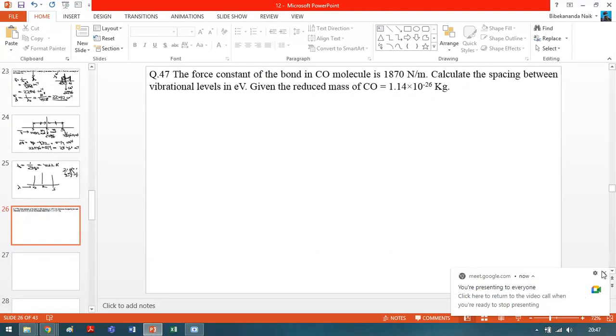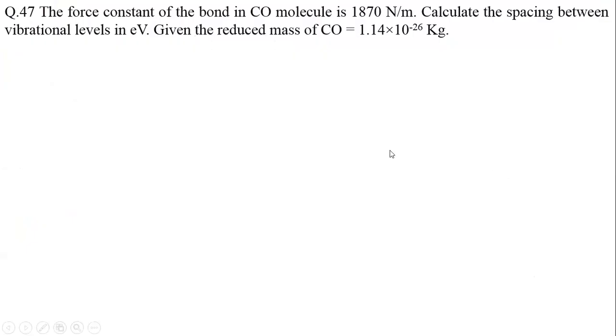So this is the question. The force constant of the bond in carbon monoxide is 1870 newtons per meter. Calculate the spacing between the vibrational levels in electron volt. Given the reduced mass of CO is 1.14 into 10 to the power minus 26.